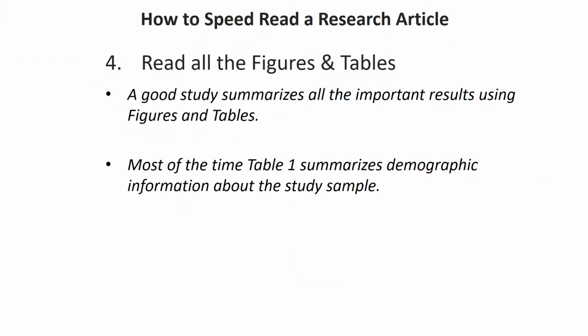Step 4, we're going to look at the results and figures by going straight to the tables and figures. And remember I said that a good study will summarize all of its important results using these kinds of graphic displays. Most of the time, Table 1 summarizes demographic information about a study sample. I would be willing to guess that in 95+% of research papers, Table 1 is going to summarize the participants in the study. So let's go look at Table 1 in this particular article.